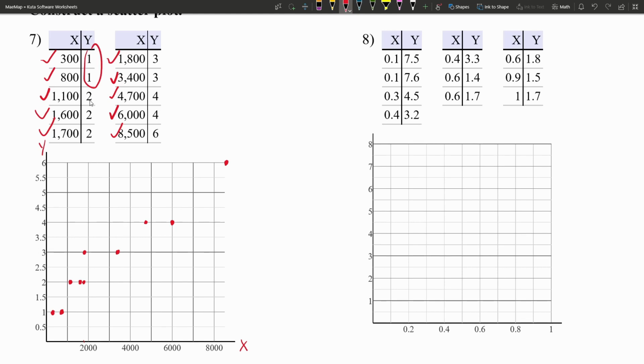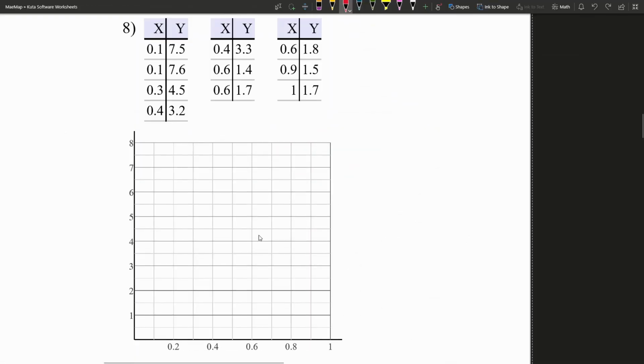We're starting at 1 in the y, then we go to 2, then 3, then 4, and then we jump up to 6. So those values are increasing, and this looks like a linear relationship. So I would say it's a positive correlation that's linear. Let's move on to number 8.